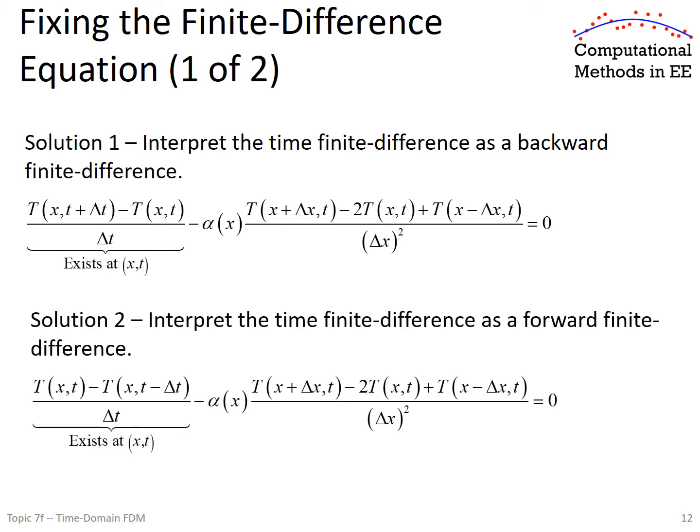Similarly, we can interpret that first term as a forward finite difference. We can write the t and the t plus delta t minus delta t parts a little bit differently to make this work. But again, we just simply define that as existing at time t, and that fixes our problem. Very simple answer, but not necessarily unconditionally stable.